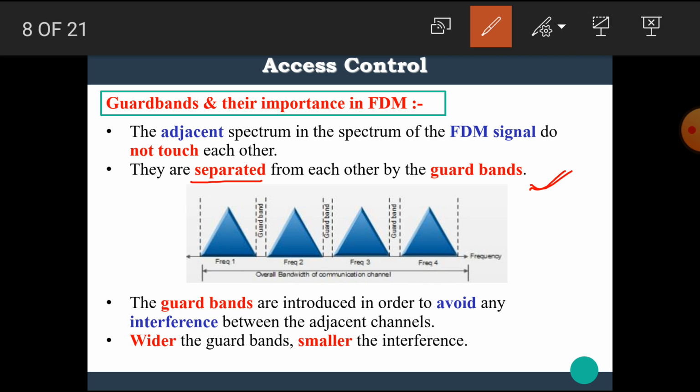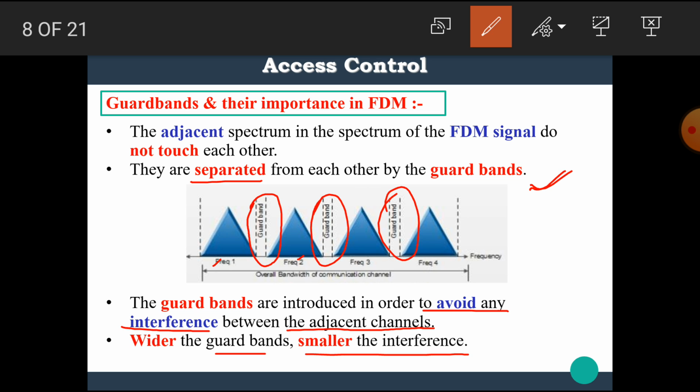The guard bands separate the two frequency signals from each other. The guard bands are introduced in order to avoid any interference between the adjacent channels. The wider the guard bands, the smaller the interference.